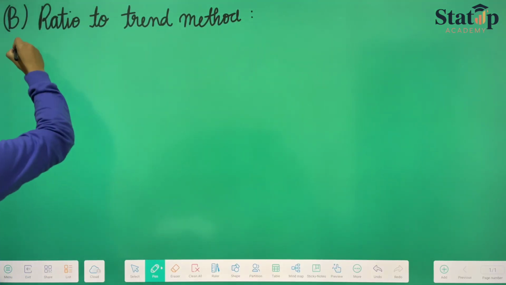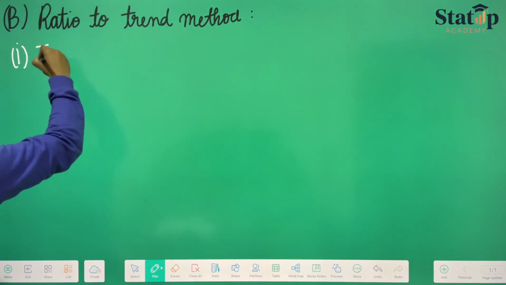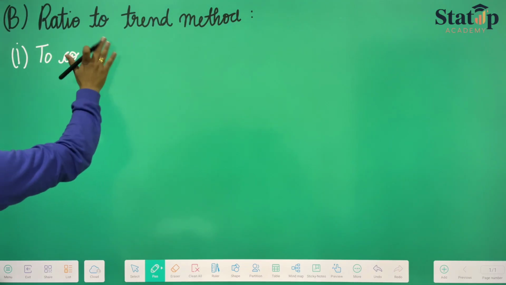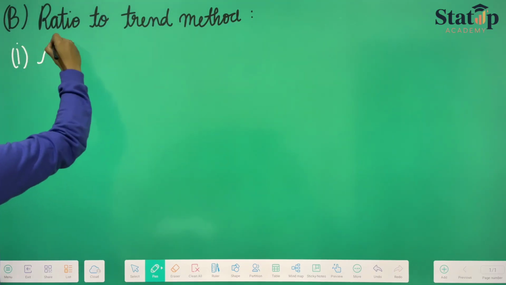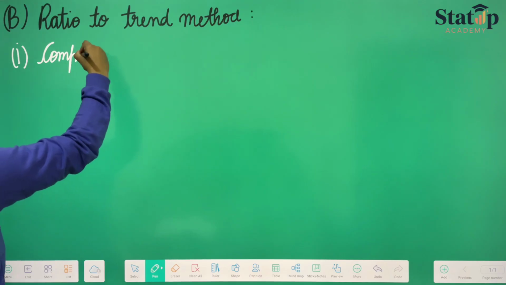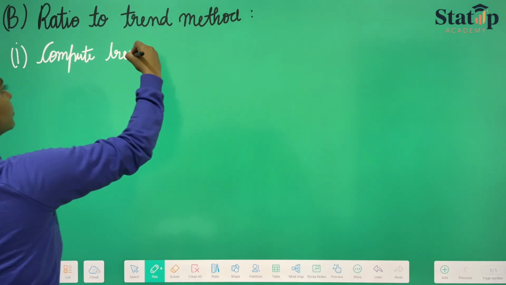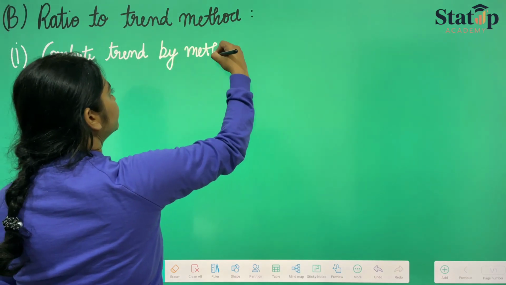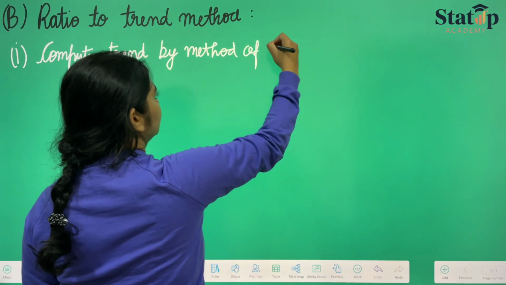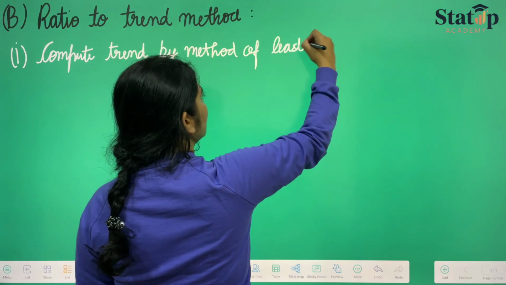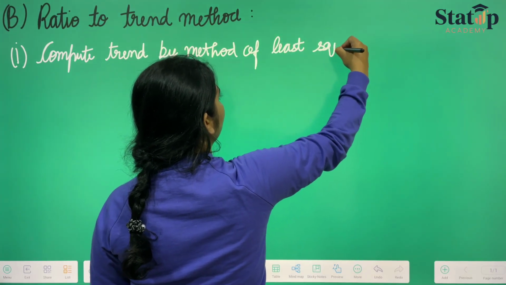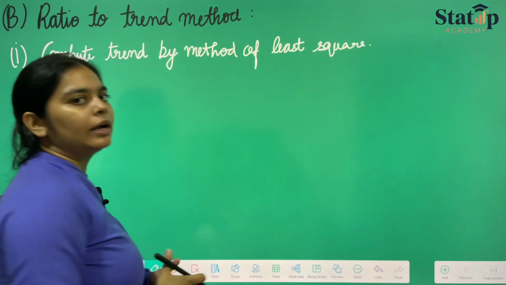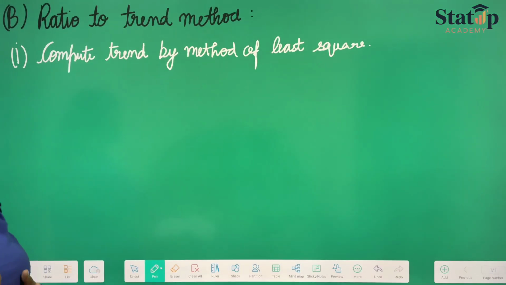So the first step is to compute trend by the method of least square. First of all, we'll write all the steps and then we'll solve an example, and I will simultaneously tell you how we follow the steps in that example.